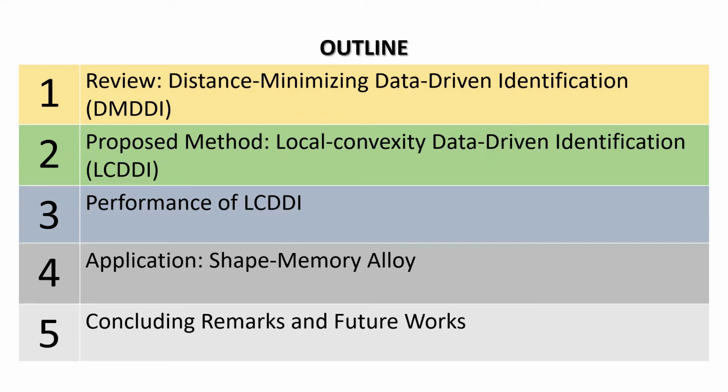This will be the order of the presentation. First, I will review the distance minimizing data-driven identification method, or DMDDI for short. Then I will introduce our proposed method, the local convexity data-driven identification method, or LCDDI for short. Following that, I will present a problem example which validates the performance of LCDDI, as well as the application of the data-driven identification framework to shape memory alloys. And finally, I will end with concluding remarks and a presentation of our future works.